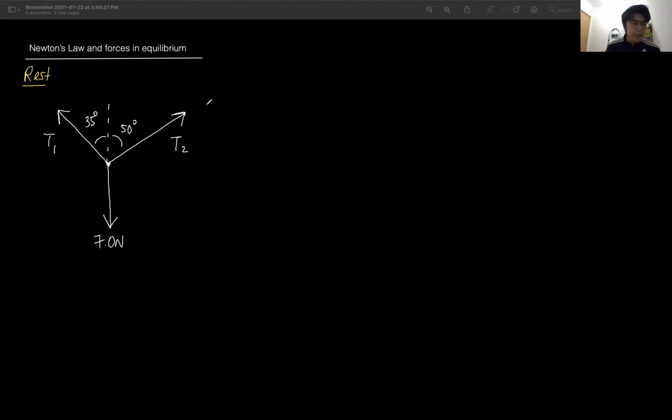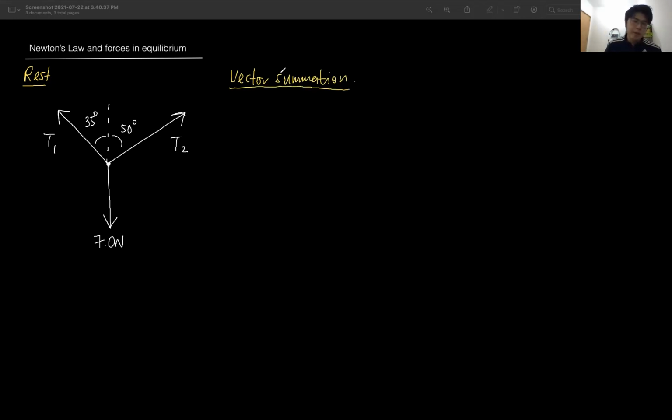Now, there are two ways I can solve this. If a question asks you to find what is T1 and what is T2, there are two ways you can solve it. And you need to know both ways, because sometimes the question will ask you to use method 1, sometimes method 2. Okay, so method 1 is vector summation. So vector summation is like drawing the triangle.